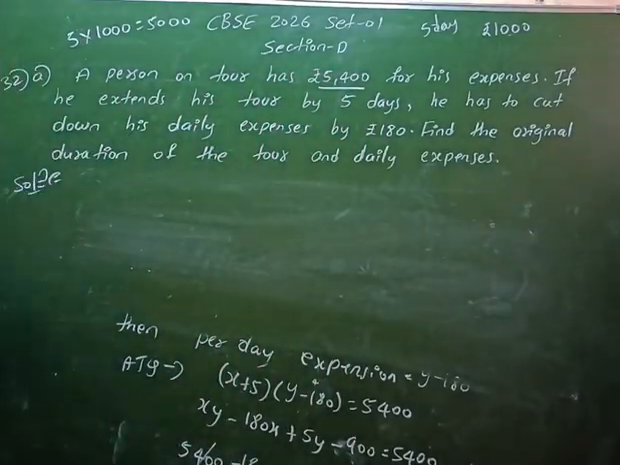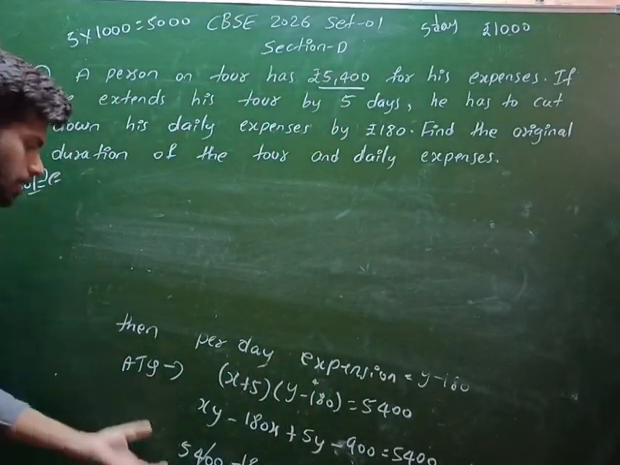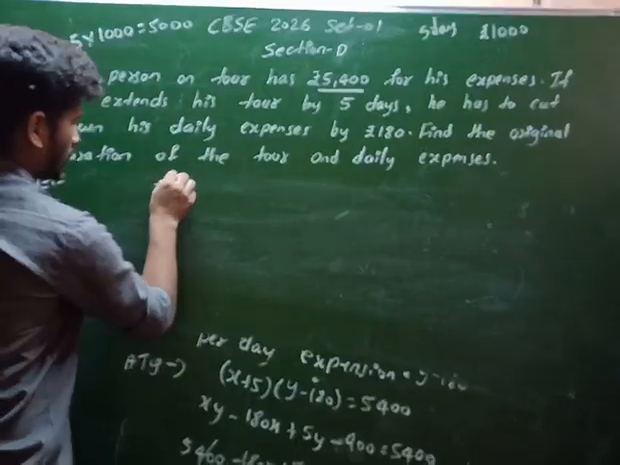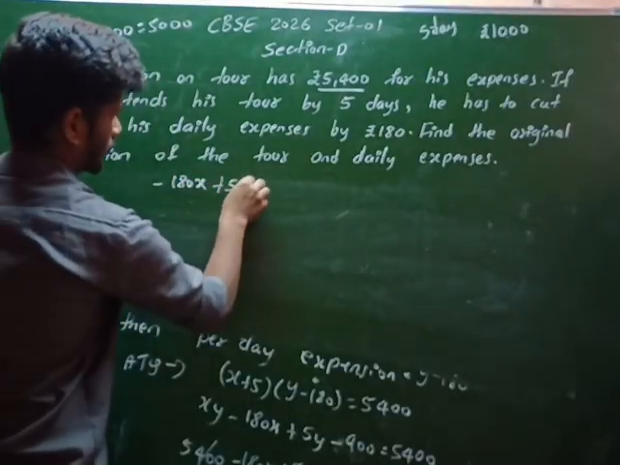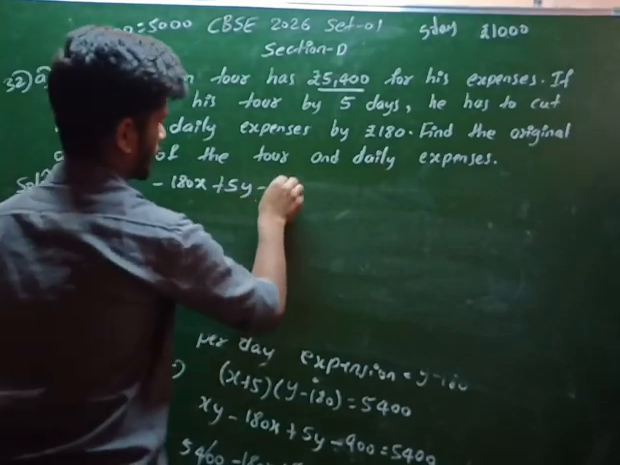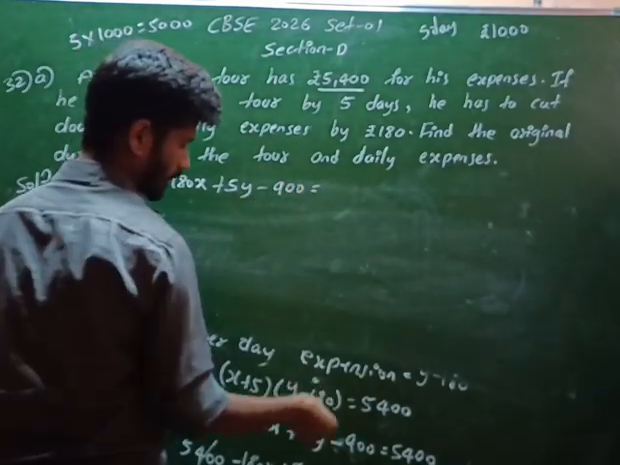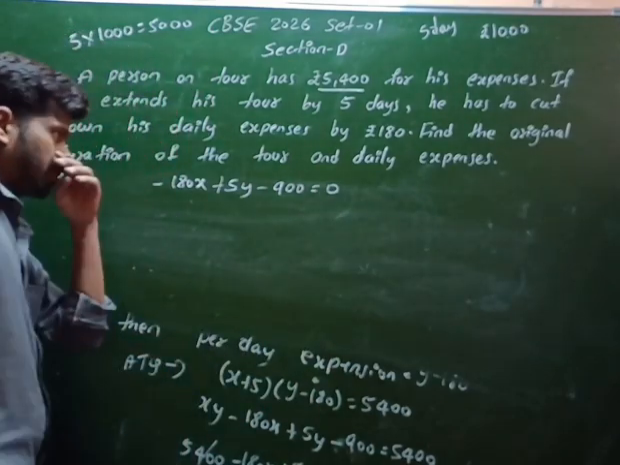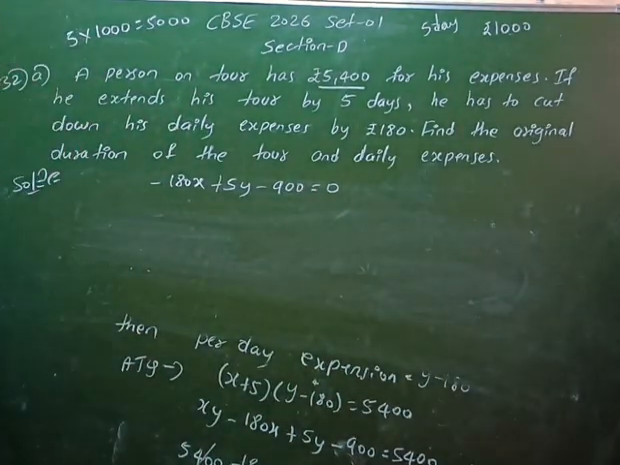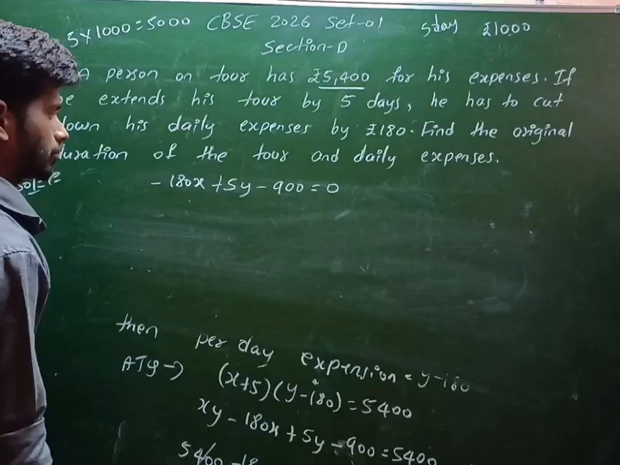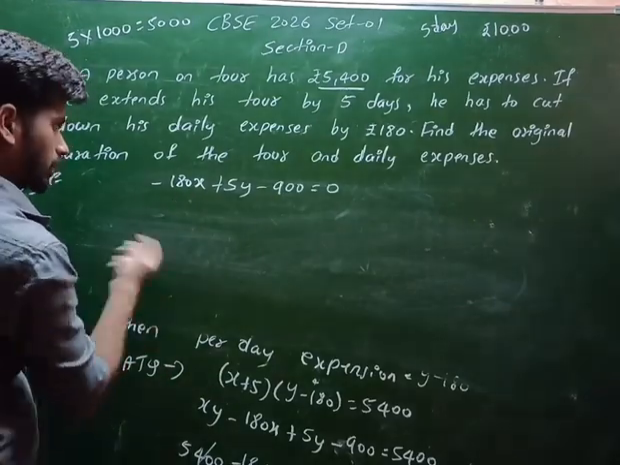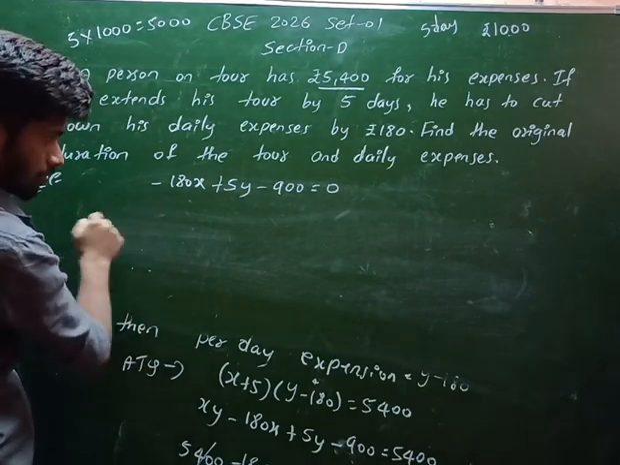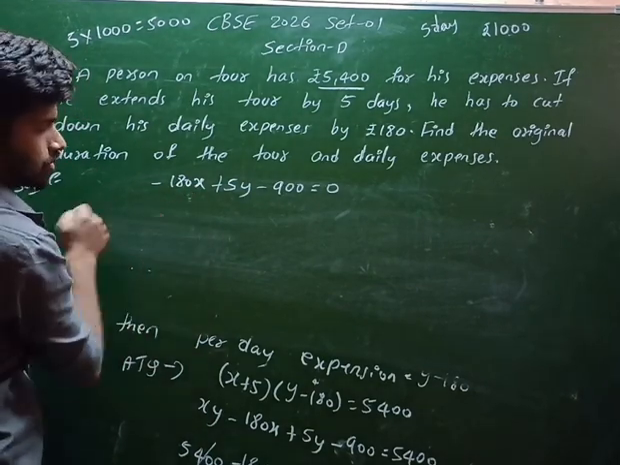Now what will we get? We have minus 180x plus 5y minus 900. If we cancel, it will become 0. Now if you look at this, what can we take common? We can take 5 common everywhere. You take minus 5 common to make this x positive.